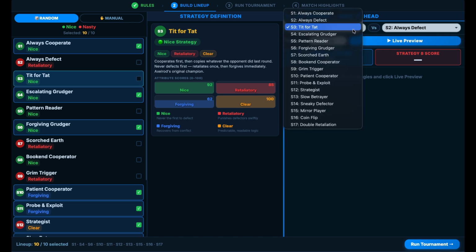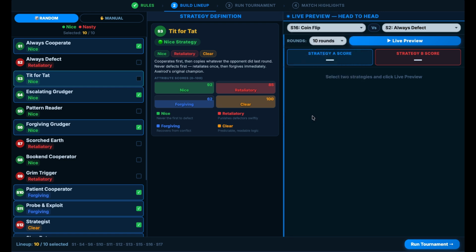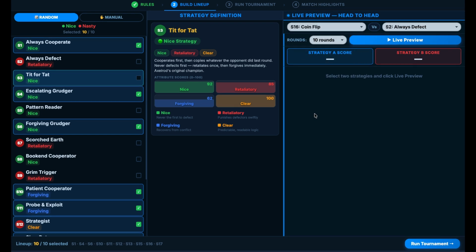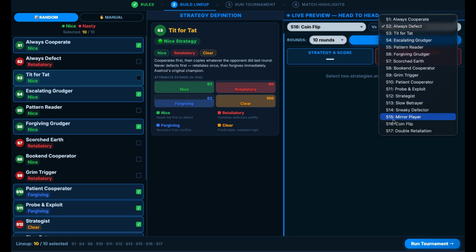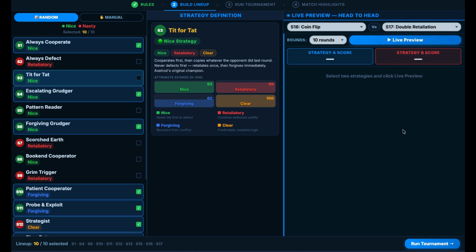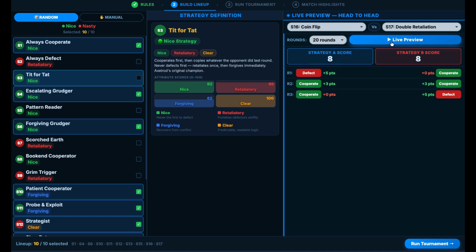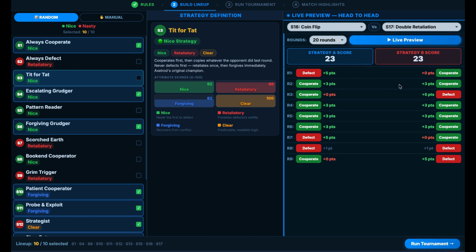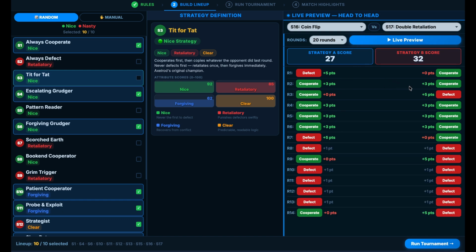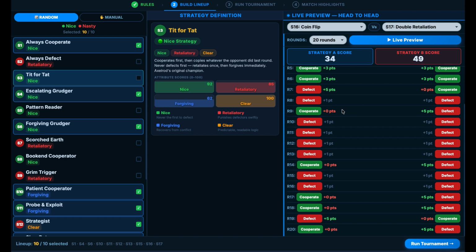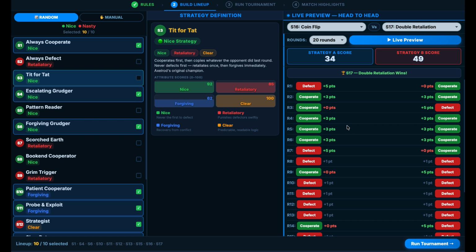To see them in action, use the live preview. Select any 2 strategies, choose the number of rounds, and watch their decisions unfold turn by turn. For example, let's compare coin flip and double retaliation. Coin flip has no fixed pattern. It randomly chooses between cooperation and defection in every round. Double retaliation, on the other hand, cooperates until it is betrayed and then it defects for the next 2 rounds before forgiving. Double retaliation is a stricter version of tit for tat. In this matchup, double retaliation won over coin flip.